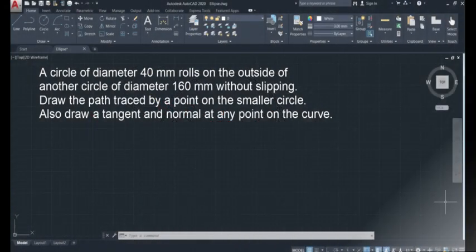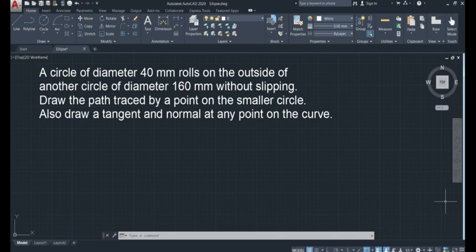Here we are going to see a problem related to epicycloid. As you can see here, a circle of diameter 40 mm rolls on the outside of another circle of diameter 160 mm without slipping. Draw the path traced by a point on the smaller circle. Also draw a tangent and normal at any point on the curve. They have given two diameters. So the 40 mm diameter circle should be the generating circle and the 160 mm diameter circle should be the directing circle.